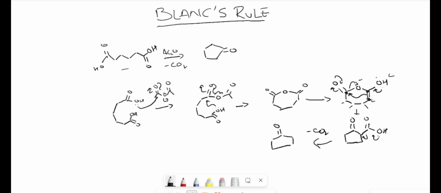If the 2 carboxylic acid groups are at 1 and 4, it will form an acid anhydride. If they are at 1 and 5, again the same result. But if they are at 1 and 6, we have a cyclic ketone with one carbon less that is removed in the form of a carbon dioxide molecule.